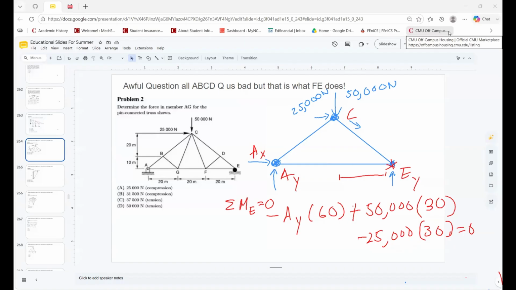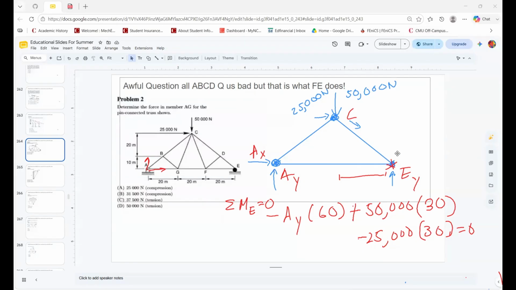AY is the force this way. That is not the force this way. So after we have AY, we need another equation to figure this out. Wait. Because, wait. I'm just realizing something. Well, yeah, obviously.